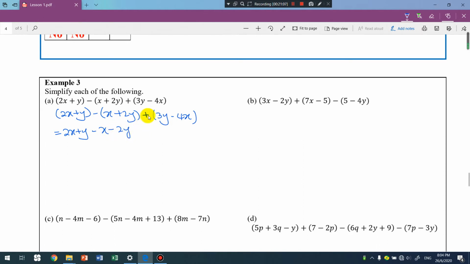So positive normally should be no problem. Positive, positive, you get positive. Positive, negative, you get negative. Okay, now we group all the like terms together, and I group all the like terms here, and another part of the like term will be here. So now I have x and y here. So I group all the x together and y together.